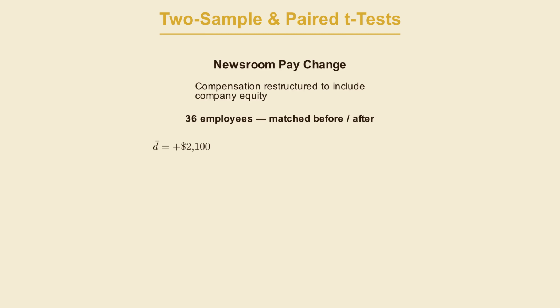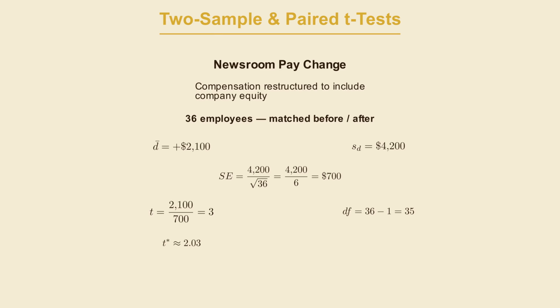The mean of those 36 differences is positive $2.1 thousand per year. The standard deviation of the differences is $4,200, so the standard error is 4,200 divided by the square root of 36, which ends up giving us exactly $700. The t statistic here is 2,100 divided by 700, giving us 3, and when the degrees of freedom is 36 minus 1, or 35, we end up getting a two-tailed critical value of approximately 2.03 at a confidence level of 95%. A t statistic of 3 clears that comfortably, so she rejects the null. It appears that the change in pay does actually end up improving the pay of the average employee.